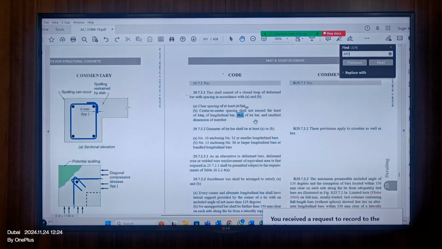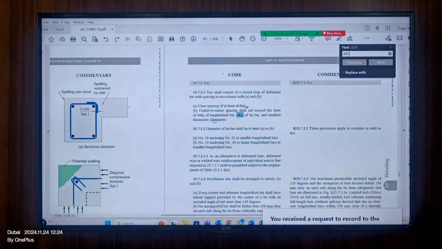Either it could be a 10 millimeter bar, and the smallest dimension of the member. If it is 200 by 1 meter, then at least it is 200 millimeters. I'm talking about the spacing between the stirrups. And the spacing, you don't need to increase anything more than the development range. If you are using LD, then I can provide the stirrups only within the LD.